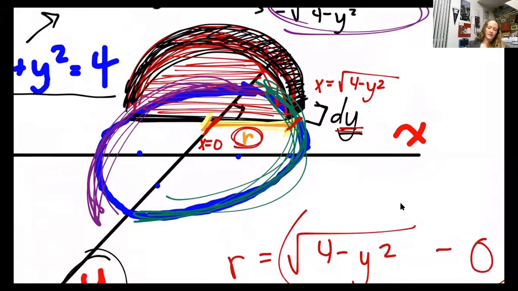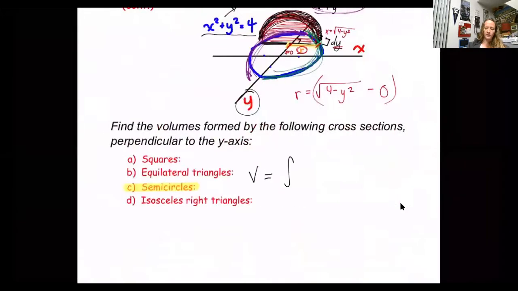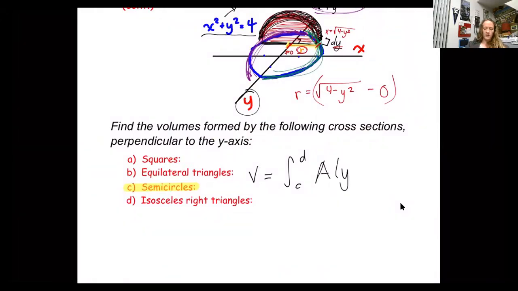When I come to semicircles, remember, at the core of all of this is that basic formula, which says I need volume to be the definite integral from some a to b, we'll figure that out, actually this is c to d, that's in terms of y, of an area formula in terms of y dy. So far, okay, wait a minute, I've actually figured out my radius.